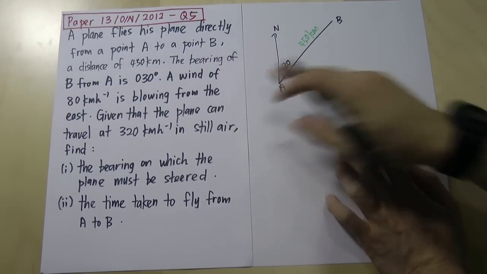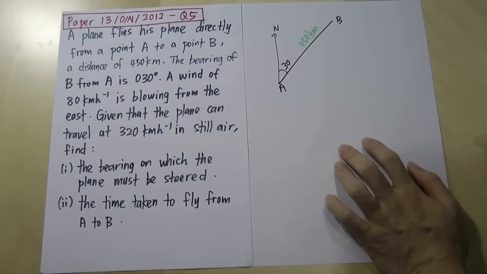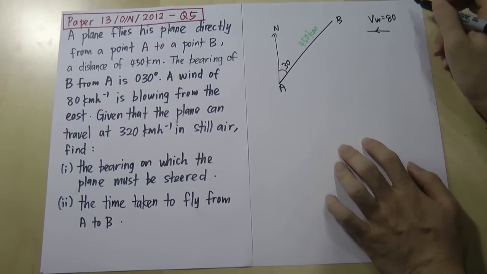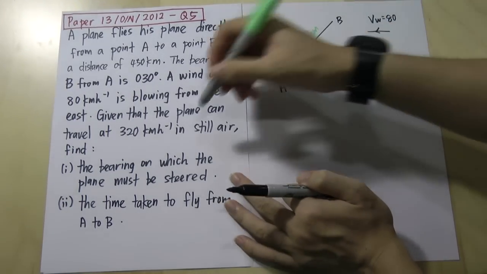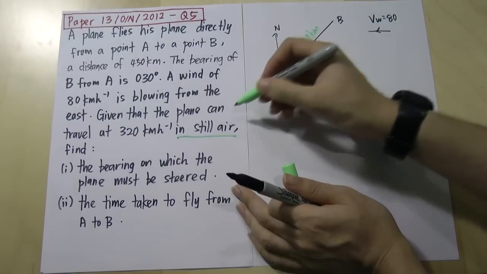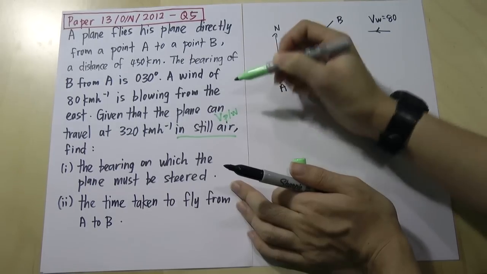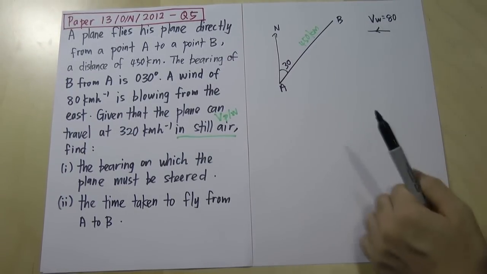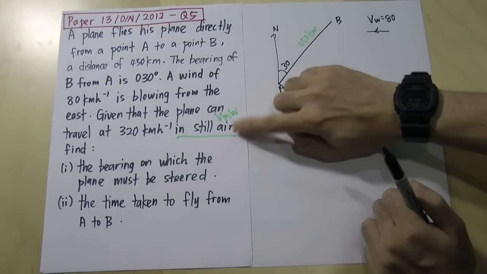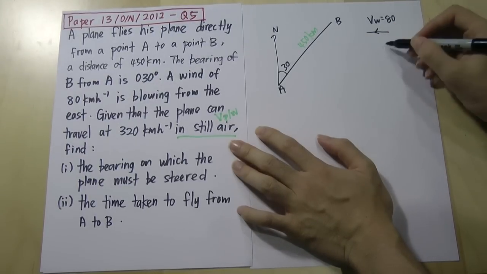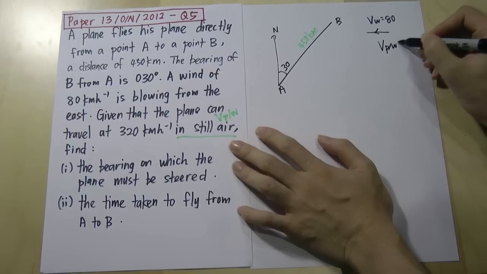Then a wind of 80 km per hour is blowing from the east. So from the east means this direction, and the velocity of the wind is 80 km per hour. Given that the plane travels at 320 km per hour in still air, I say in still air, and that actually means relative velocity, the velocity of the plane relative to the wind, or relative to air. But because here I use wind rather than air, I have to make sure they have the same symbol, so I change the A to W because it's the same meaning. You just imagine it like in still wind. So I got some information: the velocity of the plane relative to wind is 320.